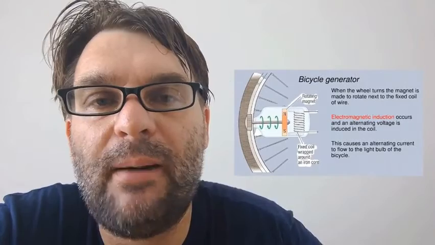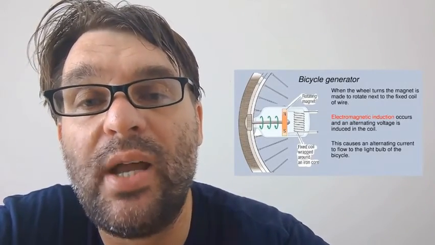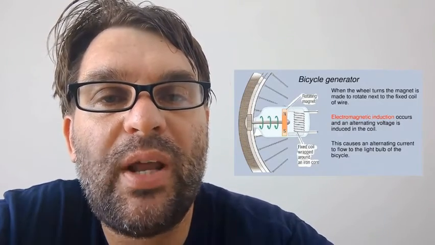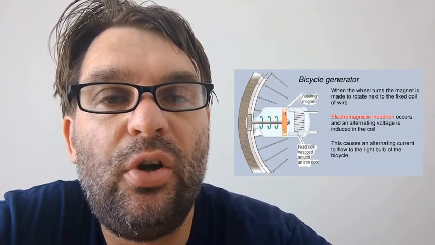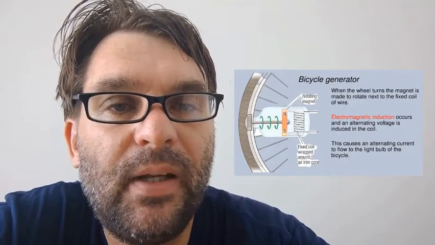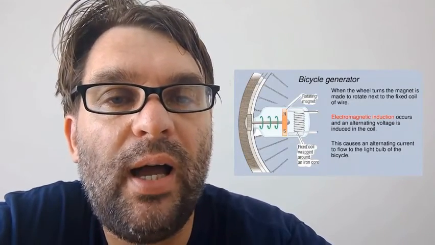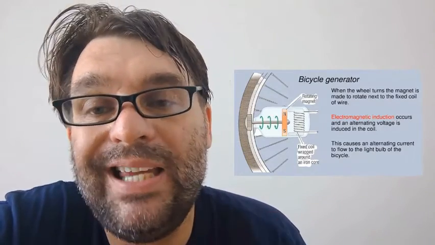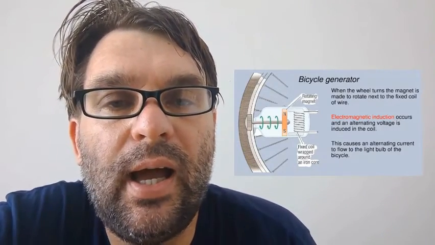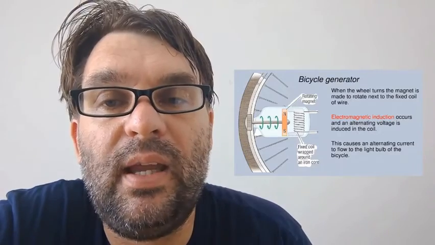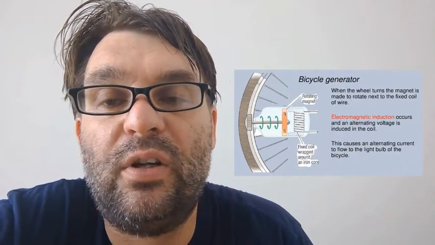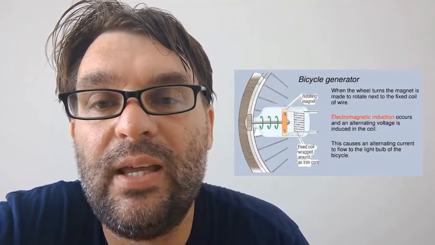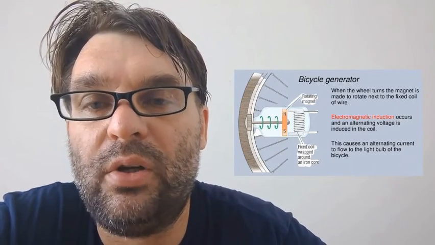Okay, so the final example is a bicycle generator, also known as a dynamo. So this is on a small scale. What happens is when the bike wheel turns, the magnet rotates next to a fixed coil of wire, and you have electromagnetic induction. An AC current is produced. This allows the bike light to be, for example, powered by this process. That's known as a dynamo or a bicycle generator.